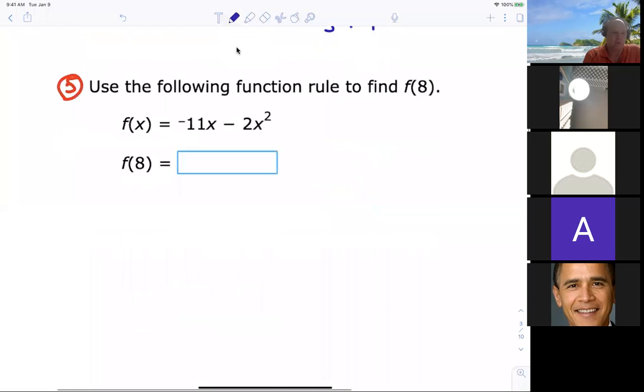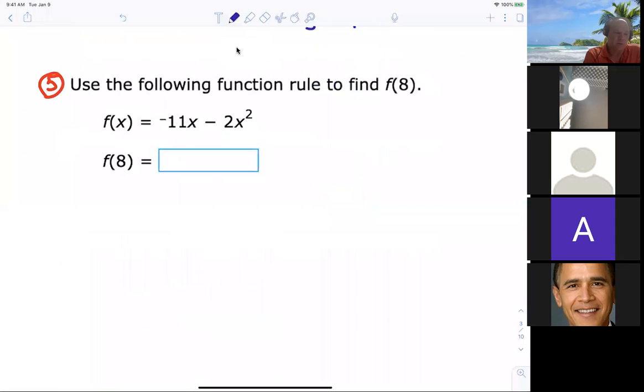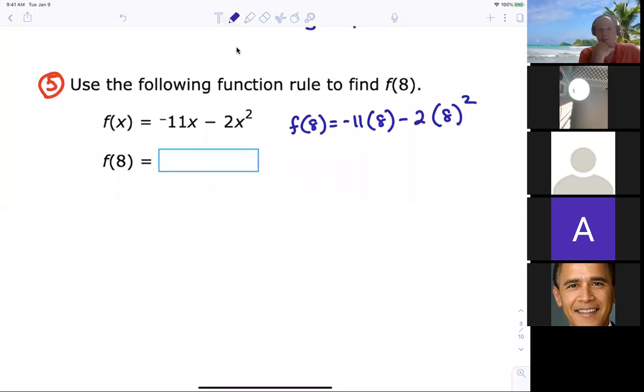So let's look at this one. You would say f of 8 is equal to negative 11 times 8 minus 2 times 8 squared. So it'd be negative 88. Negative 88 minus 2 times 16, and then squared. Oh, no, you square it first. Exactly, order of operations. That's why this is good for you to watch and pay attention.